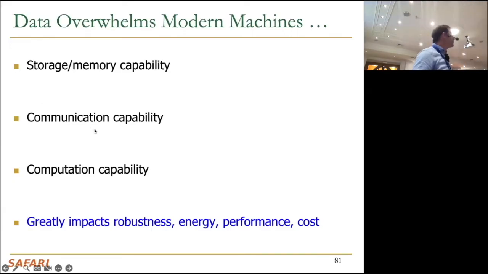It's overwhelming our communication capability. That's why we're adding high-speed interconnects and high-speed memories. In the end, it's overwhelming our computation capability because we're designing actually very capable processors. Some of these processors are really wonders of art and science, right? In the end, they're extremely high performance, but we're starving them because they're really not using their capability as we've discussed yesterday, right? And also data is really impacting robustness, energy, performance, and cost, and we'll see that even more.